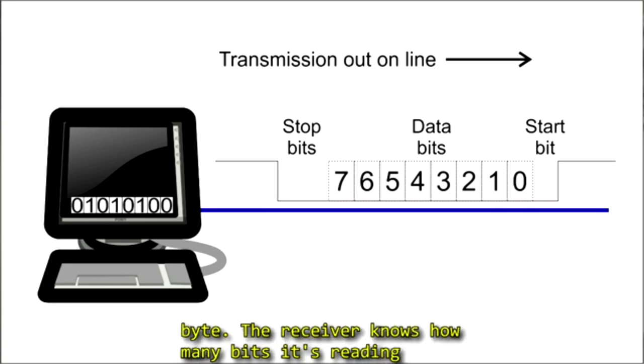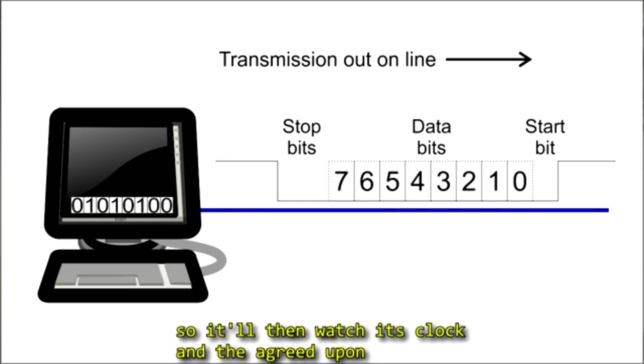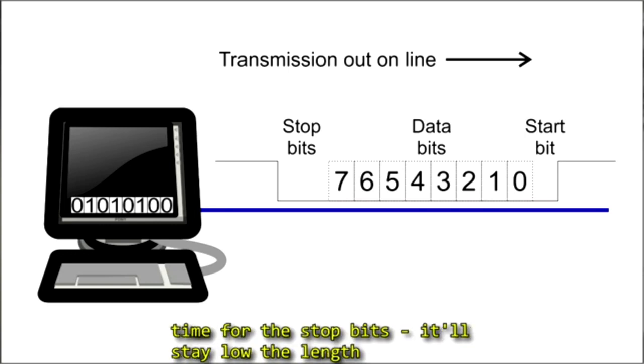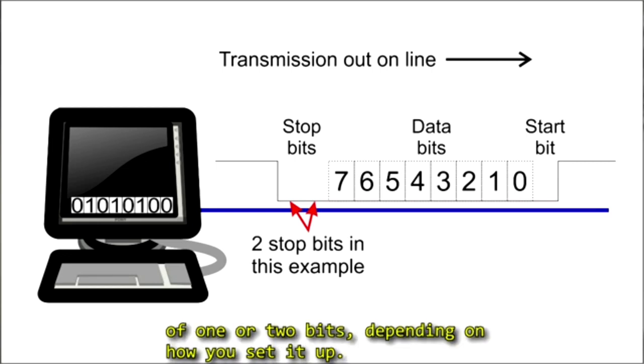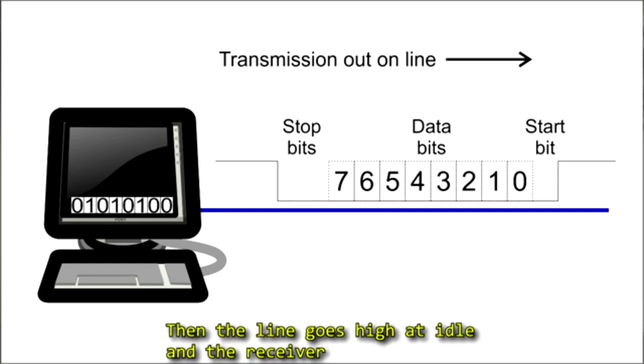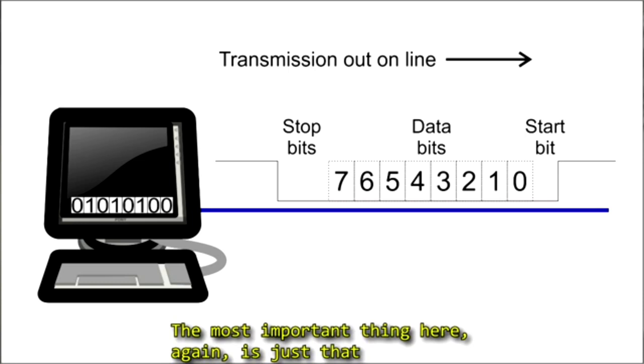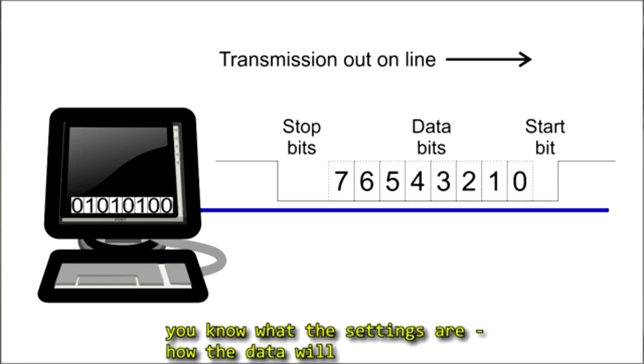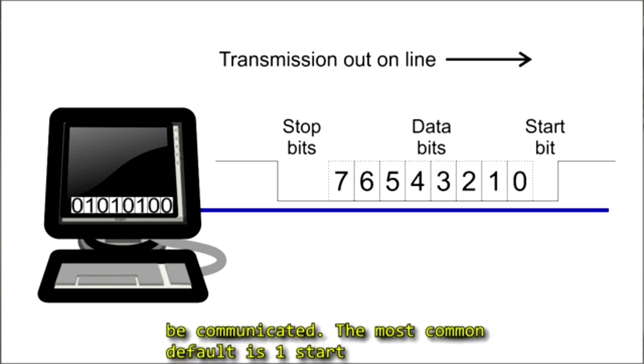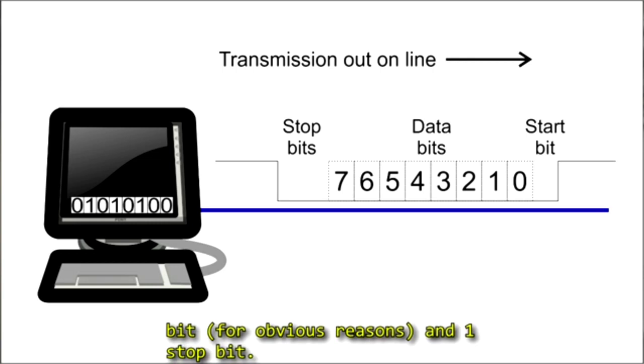The receiver knows how many bits it's reading, so it'll then watch its clock and the agreed upon time for the stop bits. It'll stay low the length of 1 or 2 bits, depending on how you set it up. Then the line goes high at idle, and the receiver sits there and monitors, waiting for the line to go low again with a start bit. Now, the most important thing here, again, is just that you know what the settings are, how the data will be communicated. Now, the most common default is 1 start bit, for obvious reasons, and 1 stop bit.